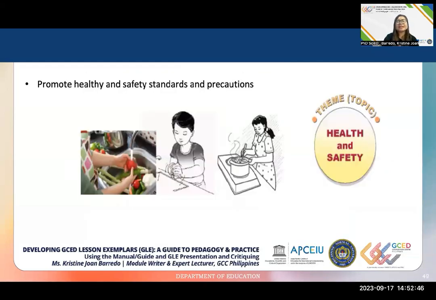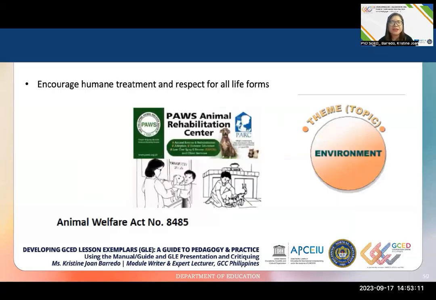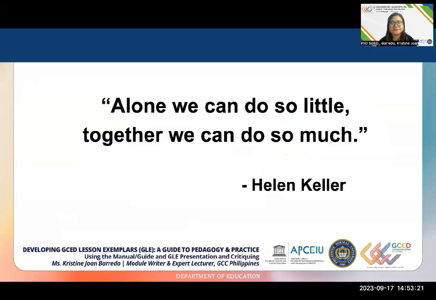And promote health and safety standards and precautions, lalo na kung may paggamit ng apoy, paggamit ng different materials sa carpentry, sa electricity, or cooking. There should be health and safety standards and precautions sa ating mga lesson exemplars. Encourage humane treatment and respect for all life forms. So that is in the Animal Welfare Act number 8485.